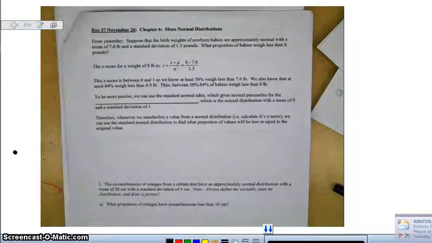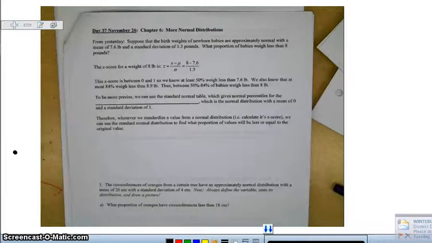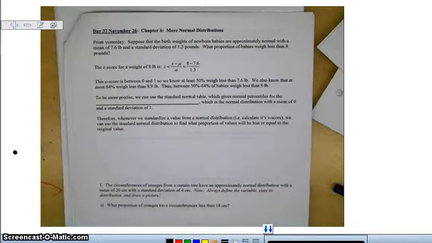And day 37, this is chapter 6, more normal distribution. So yesterday, or 2 seconds ago, we supposed the birth weights of newborn babies are approximately normal with a mean of 7.6, standard deviation of 1.3. What proportion of babies weigh less than 8 pounds?